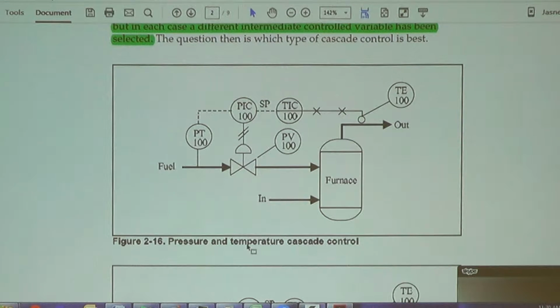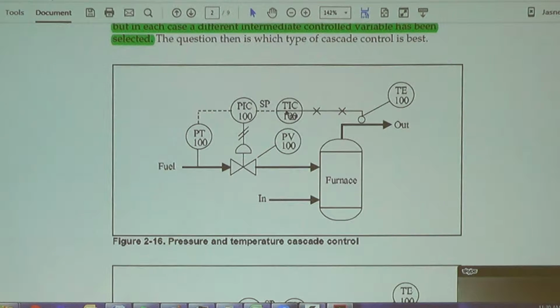It's not very difficult. Example is here. Now, this is a pressure and temperature cascade control. What is happening here is, the loop is the same. Within the same loop, we have a PIC and a TIC. The moment you have two controllers, you know it is a cascade control. Now look at which is the internal control. We have a furnace, and then we have a TIC and a PIC.